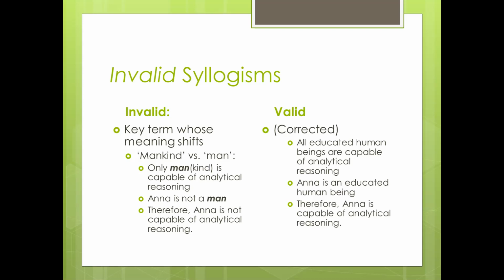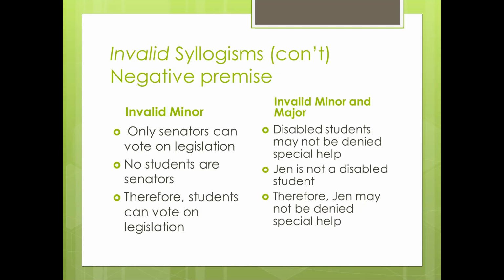So a more valid or corrected version of this would be that all educated human beings, rather, are capable of analytical reasoning. Anna is an educated human being. Therefore, Anna is capable of analytical reasoning. Now we have a correct syllogism or valid syllogism.